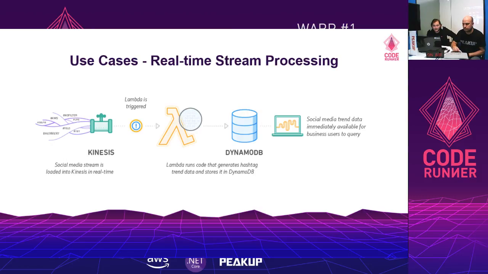Real-time stream processing, as we said before, Kinesis is the IoT. Yeah, it's a complex event processing tool of AWS. And when we have a stream and we have a calculation or a job to do, we can set up a function to trigger, analyze the data, and then put the data in a database like DynamoDB.